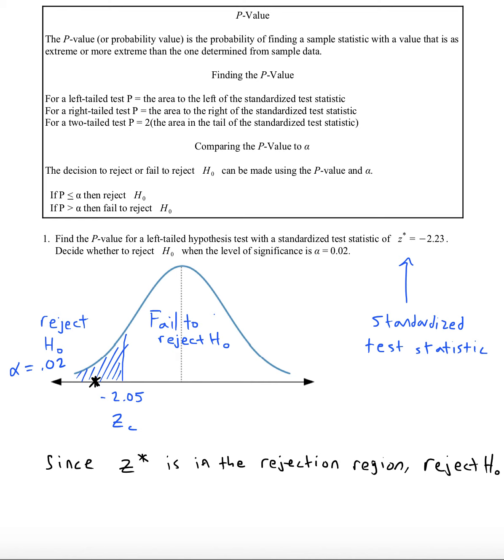But we haven't used the p-value yet. So what is the p-value? It's a different way of deciding whether to reject or fail to reject. The p-value is going to be the area in the tail of the standardized test statistic. Okay, so let's find the p-value.